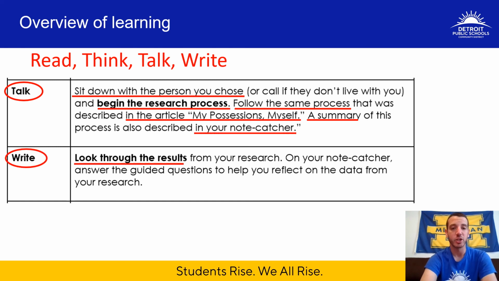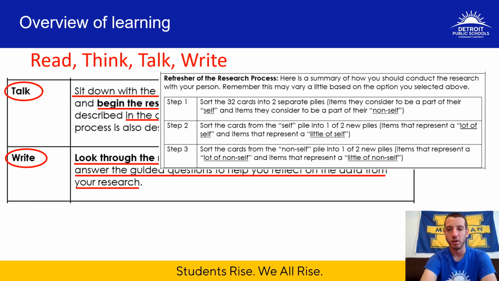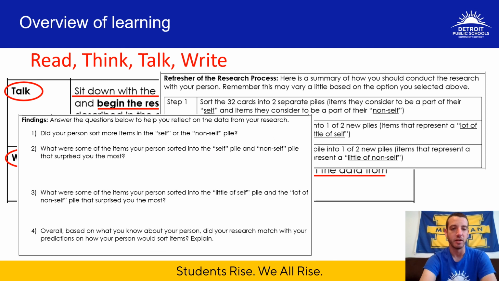Then for the writing section, you're going to look through the results from your research, and on your note catcher, you're going to answer the guided questions to help you reflect on the data from your research. So on the note catcher, you'll see the different steps listed out from the research study, from the article itself, to remind you of what you have to do when you conduct the research study. And then for the writing section, you have to answer some questions to help you draw conclusions about the research study and make generalizations about the data.